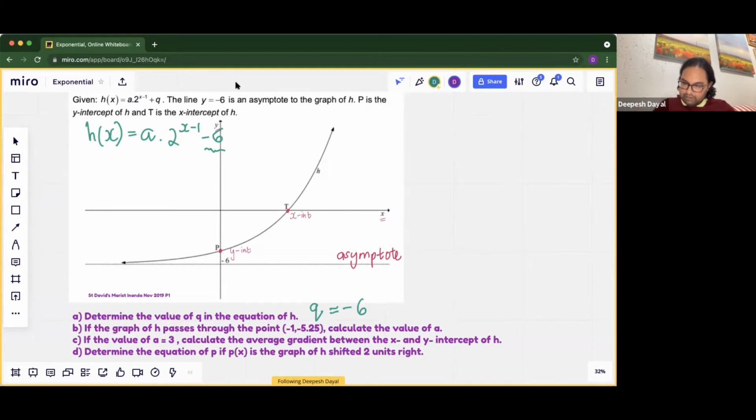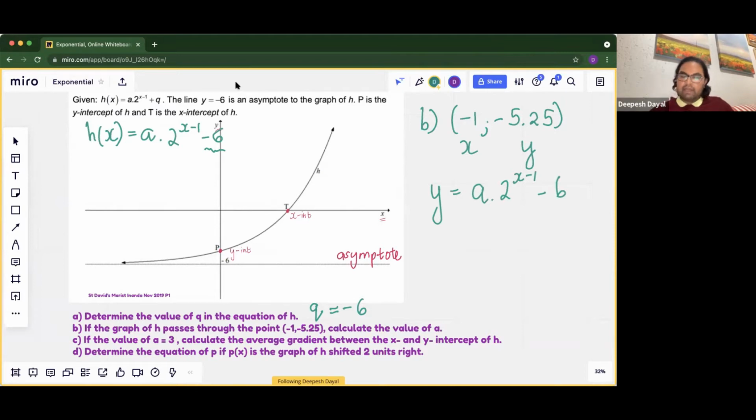So let's just write here b on the side. It's minus 1 and minus 5.25. This is x and this is y, and they want us to find the value of a. Our equation is, I'm going to convert the h(x) to y, since h(x) represents y, the function. So I'm going to say y equals a times 2 to the x minus 1, and then we have minus 6. Do you maybe want to try and let me know what you get for a, and then we can work it out together?